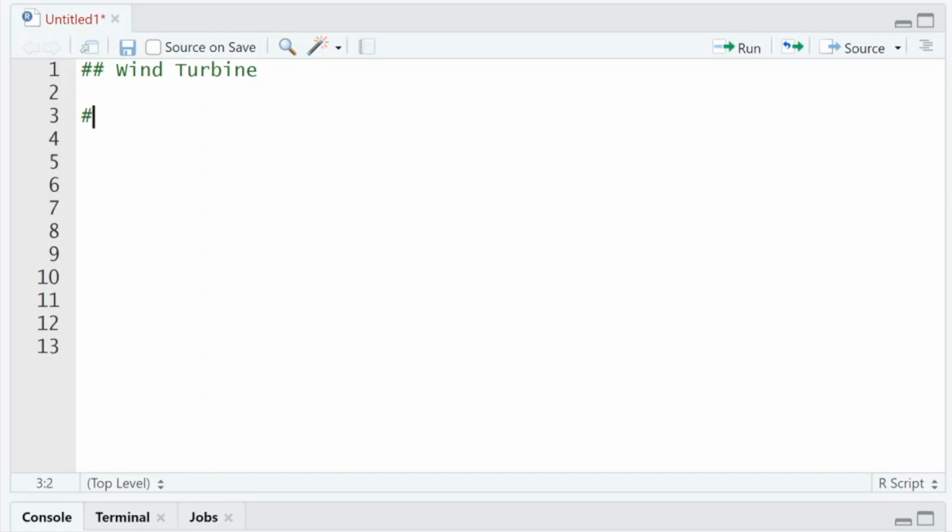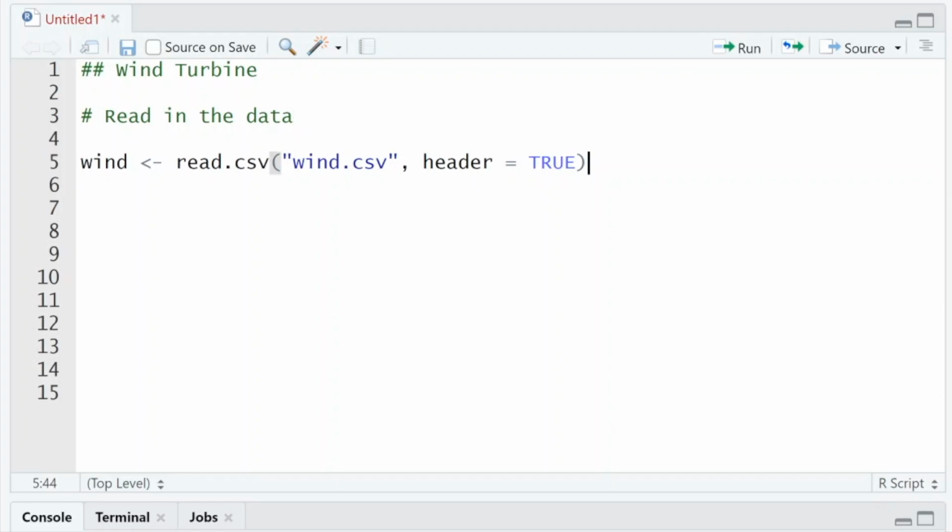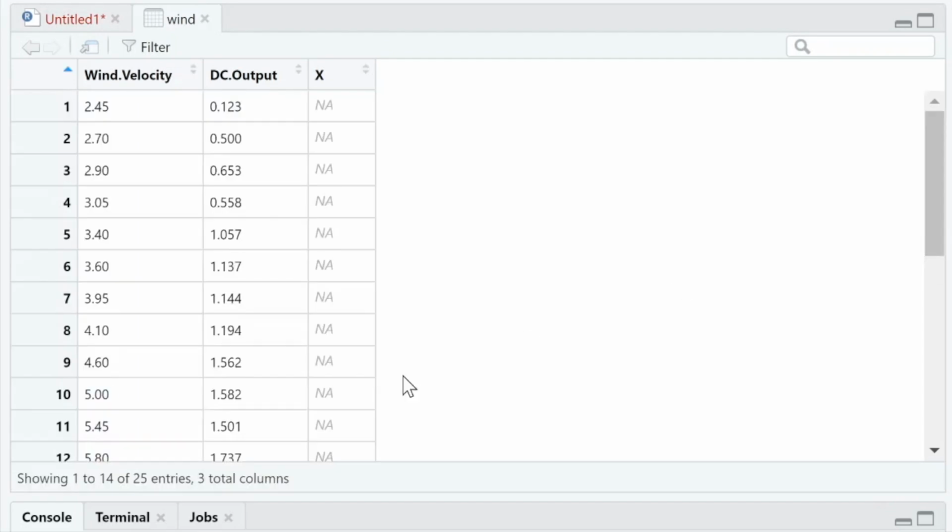So I'm going to read in the data. I'm going to call it wind, just for fun. And then I'm going to use this read.csv function, and I've got it called wind.csv. And then sometimes I do this, sometimes I don't. I'm pretty bad at being consistent with this, but header equals TRUE just makes sure that the first row of the CSV file is actually the column names. Okay, so we read that in, and here's what we got.